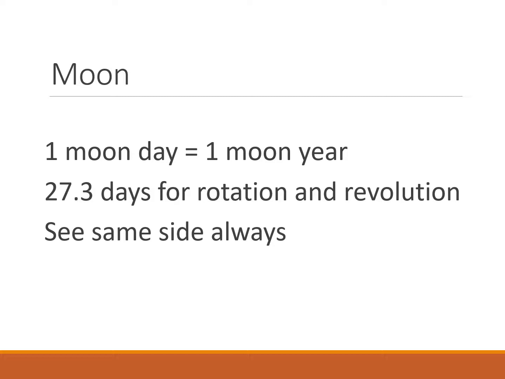One moon day is equal to one moon year. That means that the moon rotates and revolves at 27.3 days. So that means we're going to always see the same side of the moon.